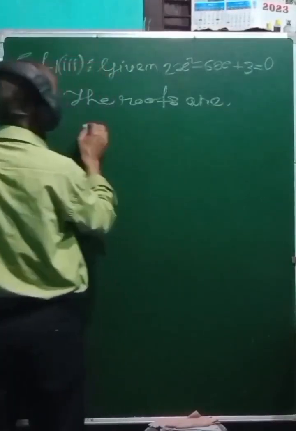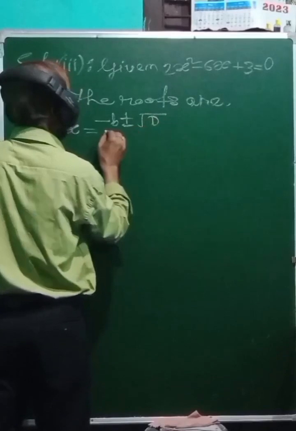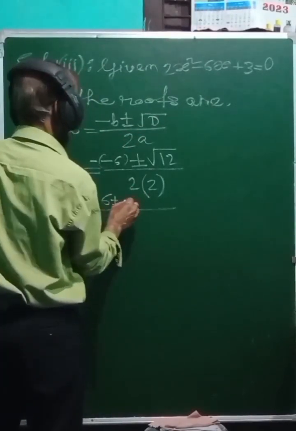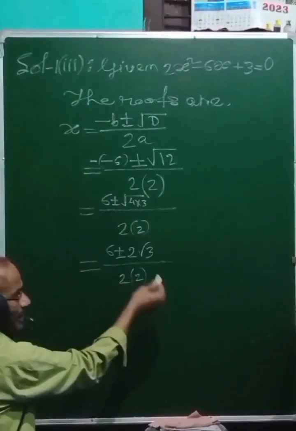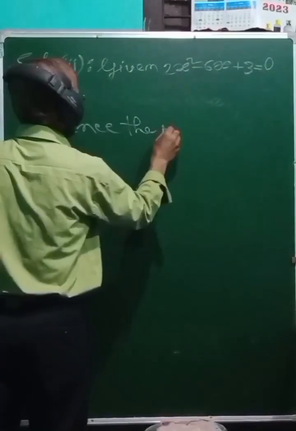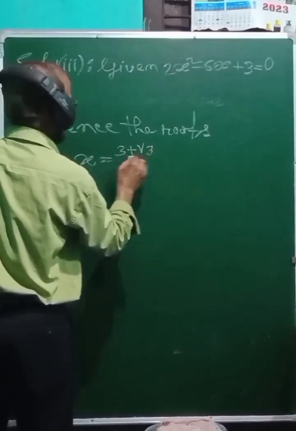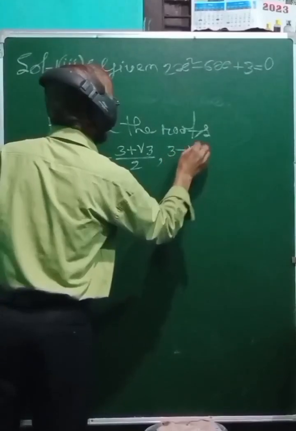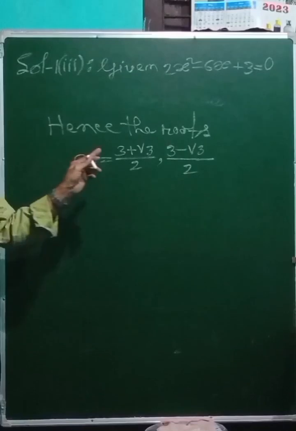The roots are x = (−b ± √D) / 2a, that is (6 ± √12) / (2 × 2). If you understand briefly that 2 will be cancelled here, then you can write it. Hence the roots are x = (3 + √3)/2 and (3 − √3)/2. This is the answer.